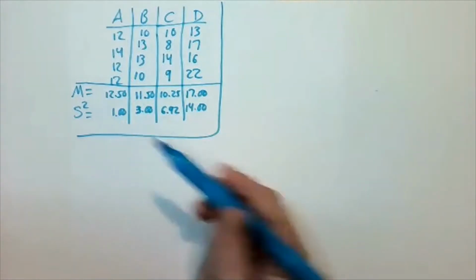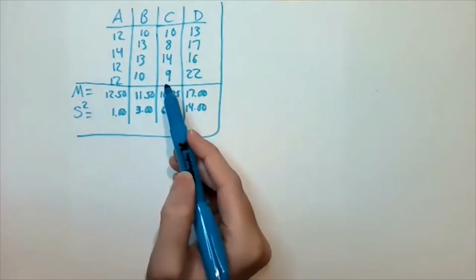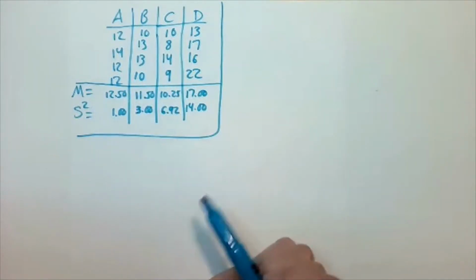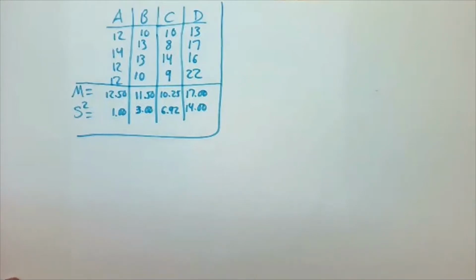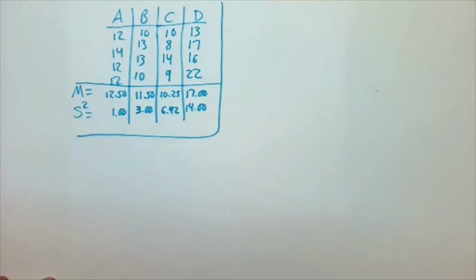We always want to make sure that we're paying attention to what information we're given at the beginning of the problem. In addition to our raw scores here, we also have the means and the estimated population variance for each group. That's going to give us a head start, and we'll be able to move ahead a little bit faster because we won't have to calculate those means and estimated population variances for each group.